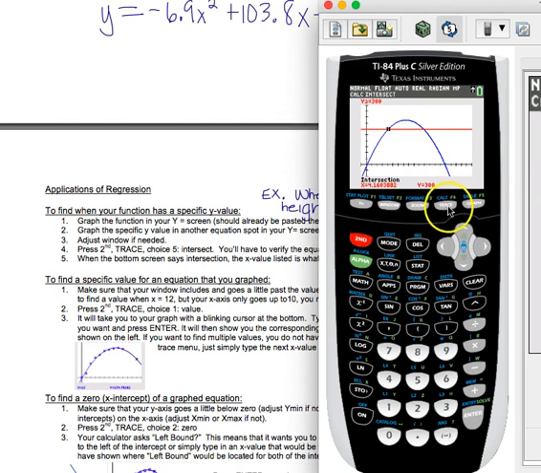Then we repeat the process, second trace choice 5, but this time I move the cursor closer to the second intersection so that it'll find that one.